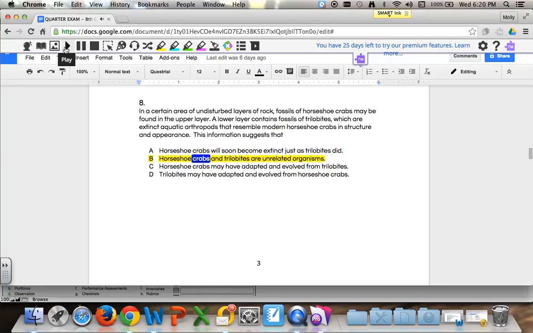B. Horseshoe crabs and trilobites are unrelated organisms. C. Horseshoe crabs may have adapted and evolved from trilobites. D. Trilobites may have adapted and evolved from horseshoe crabs.